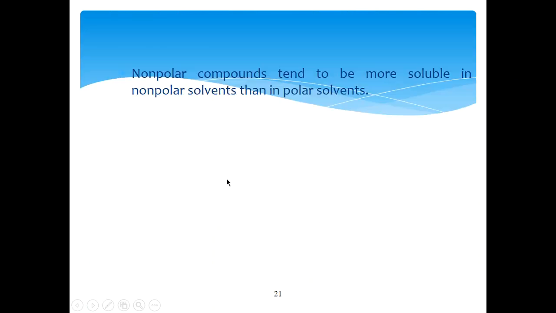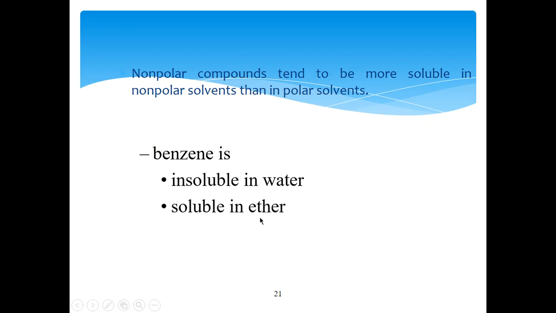Okay, so I was about to mention also, as I said before, in keeping with the like dissolves like idea, nonpolar compounds tend to be more soluble in nonpolar solvents. For example, benzene is very nonpolar, with no separation of charge whatsoever within the molecule. It's a hydrocarbon. It's very insoluble in water, which is, of course, polar, but it's soluble in ether, which is nonpolar. So this is another demonstration of the like dissolves like rule. As I said before, there are some exceptions, but generally that's what you will observe.